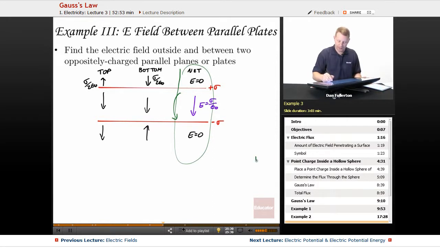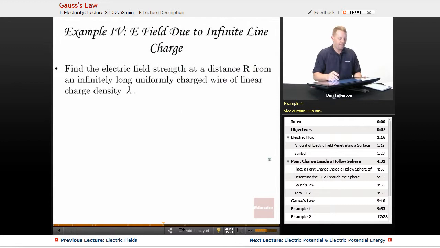Let's take a look at another example. Find the electric field strength at a distance r from an infinitely long, uniformly charged wire of linear charge density lambda. All right, we've done wires before. As I recall, we got into quite a bit of math. It's going to be quite a bit simpler here using Gauss's law. So let's start by drawing our wire, and we're going to give it some linear charge density lambda.